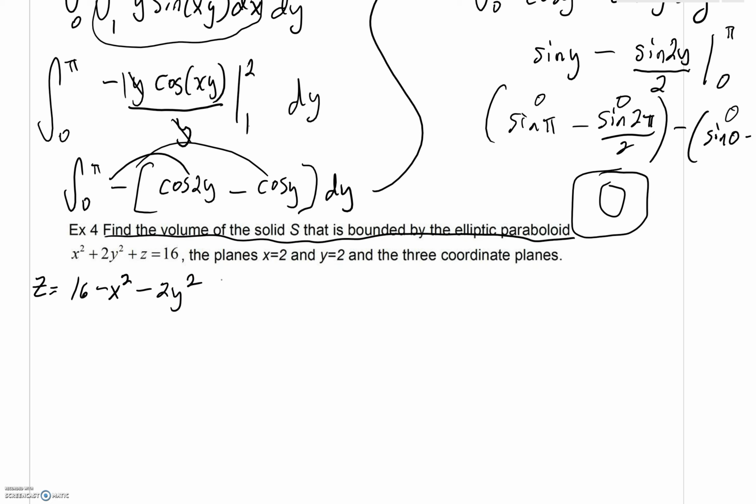We did graph this way back earlier in the year. But an elliptic paraboloid, I think you could see if x and y were both 0, z would be 16. It kind of looks like this three-dimensional parabola, almost looking like a gumdrop, but where a cross-section would be an ellipse rather than a circle. So it would look something like that.